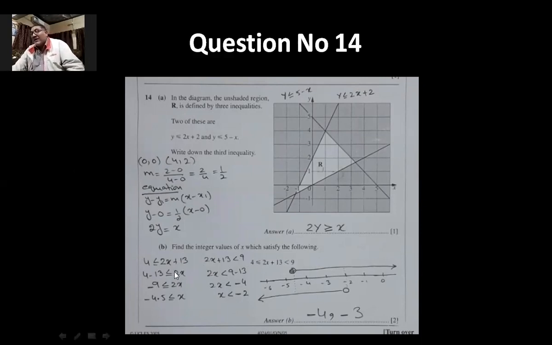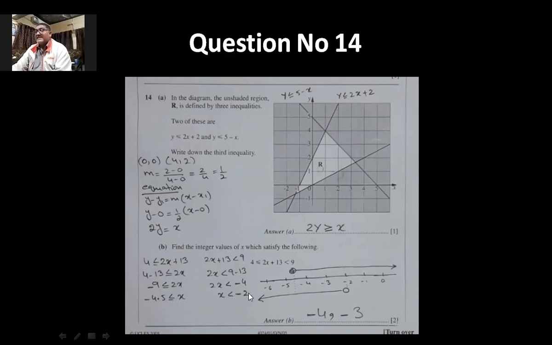Then I will try to represent these two solutions on the number line. This one says that the value of x is equals to and greater than minus 4.5. So here you can see minus 4.5. This is equals to minus 4.5 and greater than this. So this is how you represent it on the number line.